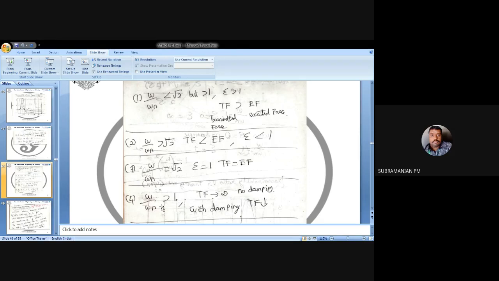And omega by omega n is greater than 1. The transmissibility ratio will go to infinite when no damping is given. When I provide damping, my transmissibility ratio will decrease. So you have to understand, even after 1, if I am not providing damping, my transmissibility ratio will approach a higher value, moving towards infinite. Only once you provide damping will the peak value come here. It can be quantified. So this is very, very important.